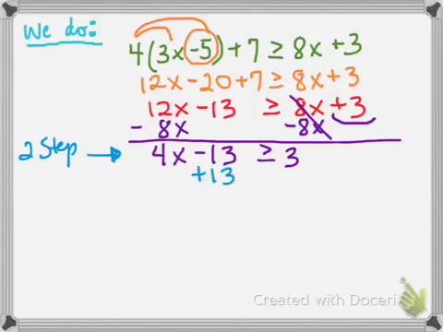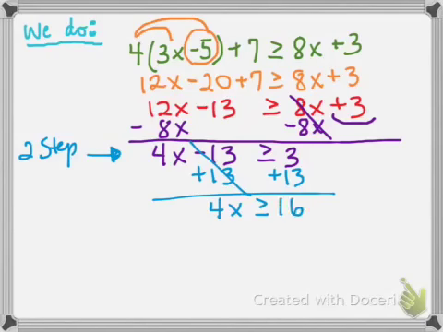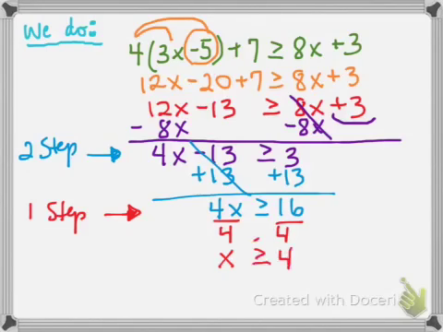I get rid of my constant by using inverse operations. So this cancels out, and I have 4x is greater than or equal to 16. So now if I look here, it's become a one-step inequality. So to get the x by itself, I want to divide both sides by 4. So x is greater than or equal to 4.